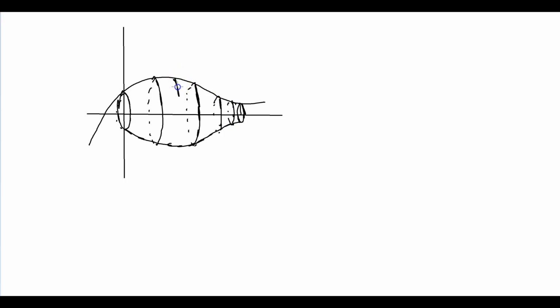We learned that we can use small cylinders, small disks, and add up the tiny volumes of those tiny disks in order to get an exact volume. So this is our solid. Okay, so in this video, we're going to be looking at another case.